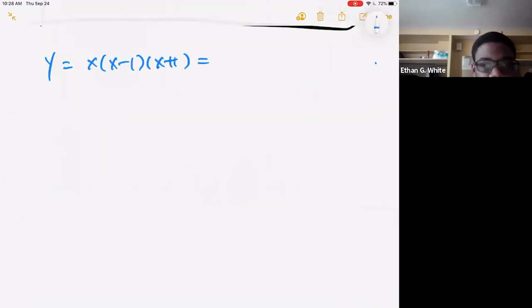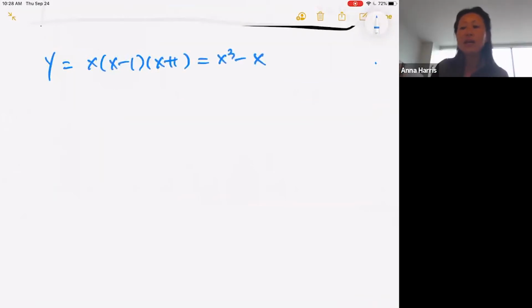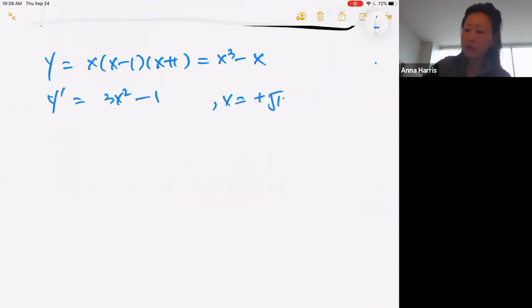So let me write down our original problem. Original problem was this. And then we multiply them out, that's equal to that. And then we found our first derivative equal to 3x squared minus 1. And then we found that x to be equal to positive square root of 1/3 and then negative square root of 1/3. That's our critical value. We figured that out.